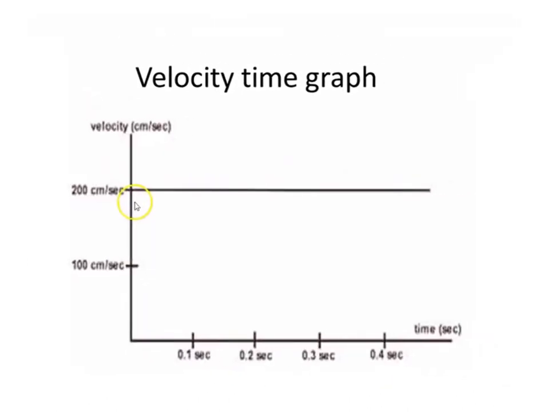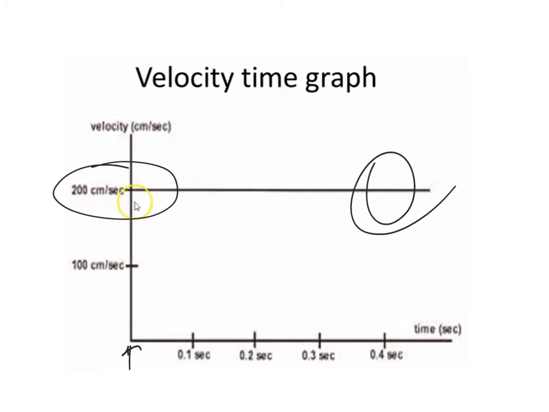So look here. At time 0, how fast are they moving? Good, 200 centimeters per second. Here, how fast are they going? Okay, so that means they're traveling at a constant positive velocity, right? Because it's greater than 0. So on that one, did they accelerate?